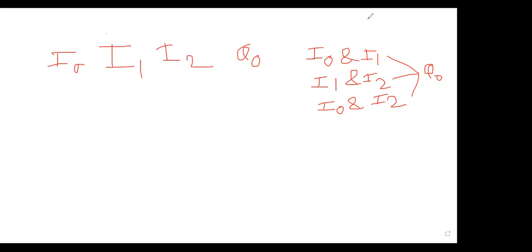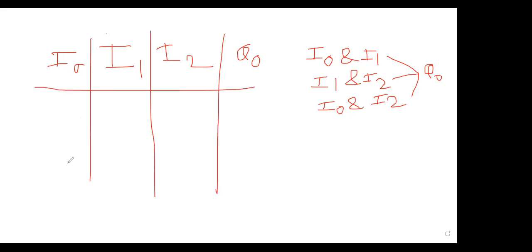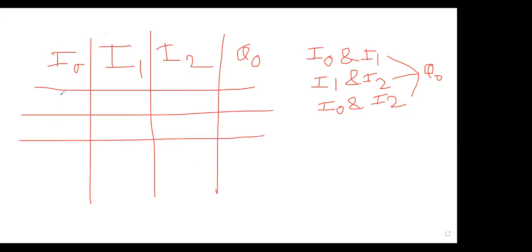Better you make a truth table first, and no need to make a large truth table. Only 3 steps you make in your truth table. No need to make 8 steps here. No need to follow all the rules. I shall also make the truth table for you. I0, I1, I1, I2, and I0, I2. That is it. This truth table is enough.